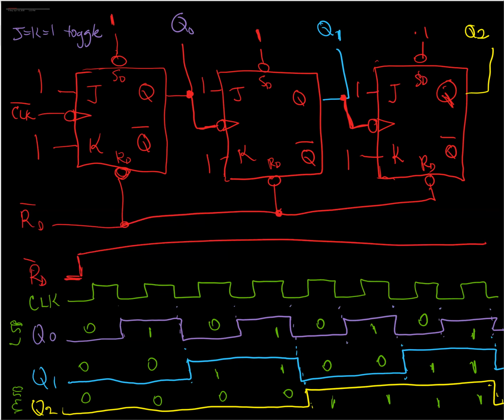Okay, and there's also something nifty we could do here. This counter is counting up. It's counting 0 to 7. If I wanted to have this counter count down instead, the only difference I would make is I would use the Q bars as my outputs instead.